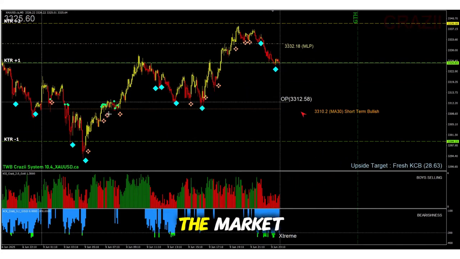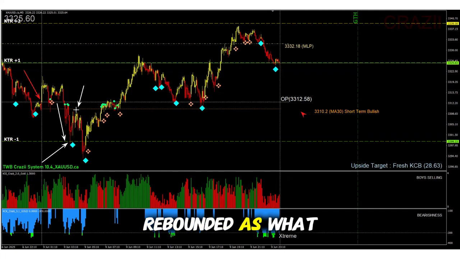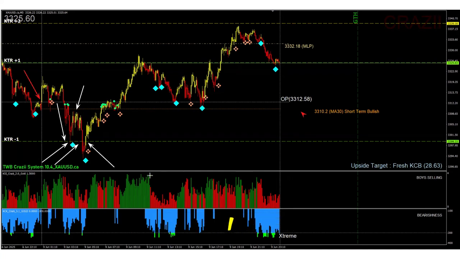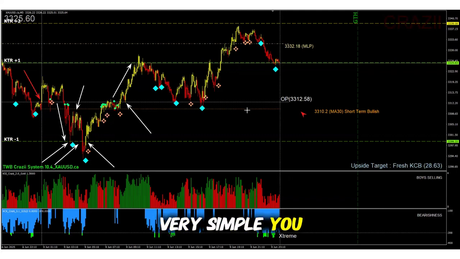You see what happened in the market. The market opened here. After it opened, what happened to the gold? The gold came down and went all the way to KTR -1. You can see that it hit -1 very nicely and immediately rebounded, as I told you. Then it went back down again to KTR -1, and when it crossed back above KTR -1, it recovered. And when it recovered this time, once it crossed the OP, you can see it went all the way to KTR +1.